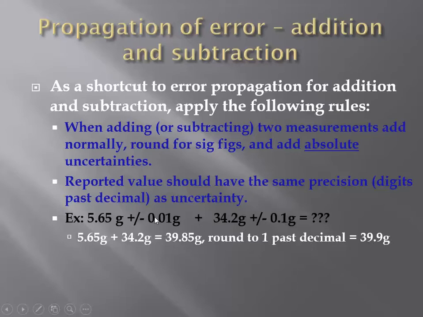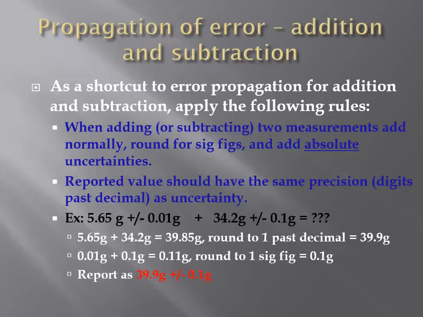And then I'm going to add the absolute uncertainties. 0.01 grams plus 0.1 gram is 0.11 grams. Generally, we're going to round our uncertainties to one sig fig, so we're going to call that 0.1 gram. So my uncertainty in adding these together is 0.1 gram. If I was doing this in a lab and had to add up these two values, this is the value that I should write down, exactly like that.